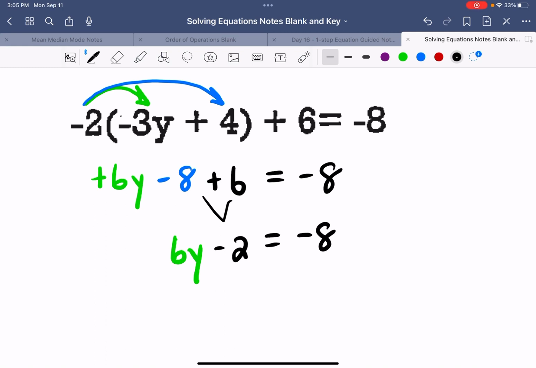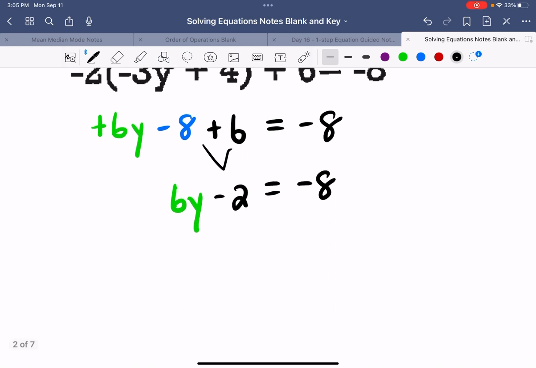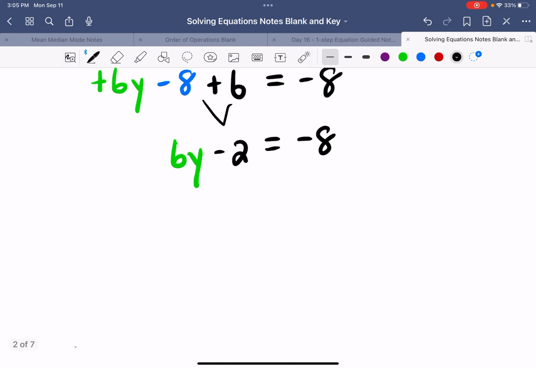I'm only going to isolate and work on one side of the equation at a time. Okay, don't try to do too much, because that's where we make mistakes. Now, here we are. We're at a nice and easy two-step equation. I have negative 2 that I need to get rid of, so I'm going to add 2 to both sides.